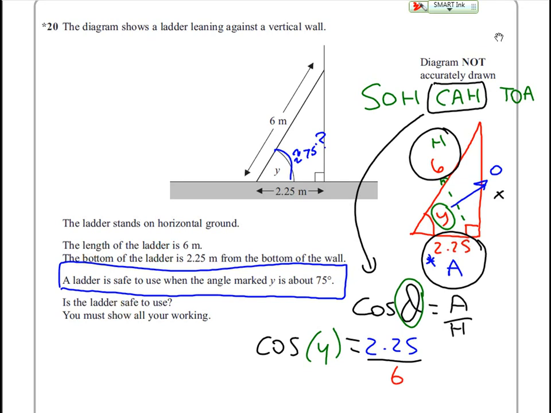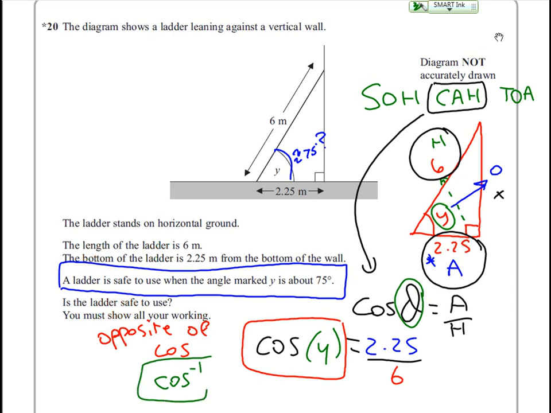So now we want to know what y is, and we've got cos of y. So we need to do the opposite of cos. And hopefully you know the opposite of cos, the inverse of cos, is cos to minus 1. So you find cos to minus 1 on your calculator, and you do it of that whole thing here, 2.25 over 6. So I'll do it at the same time as you. Cos to minus 1, fraction button, 2.25 over 6.